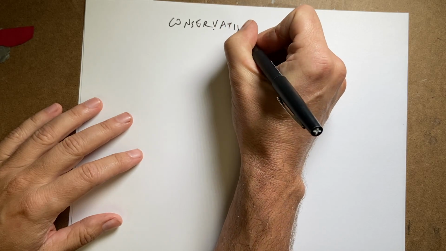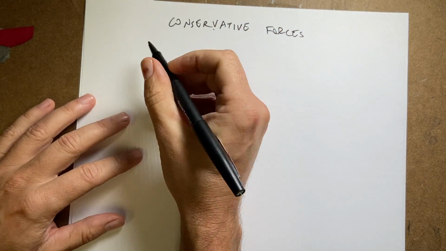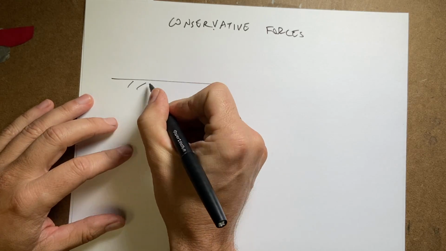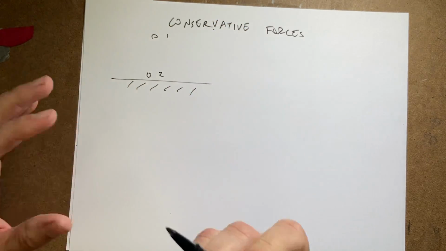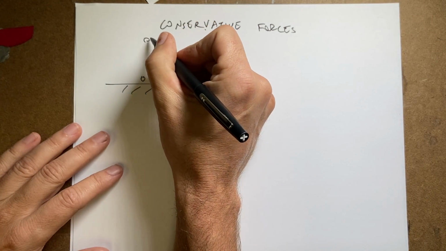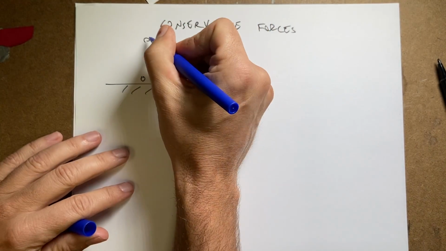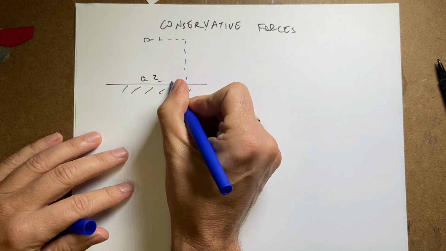Conservative. So suppose I have the same situation, and I did the work energy principle there. Now let's say I take this path. It's in blue, it's a blue path. It goes like this, and then it goes like that, and then it goes like that.